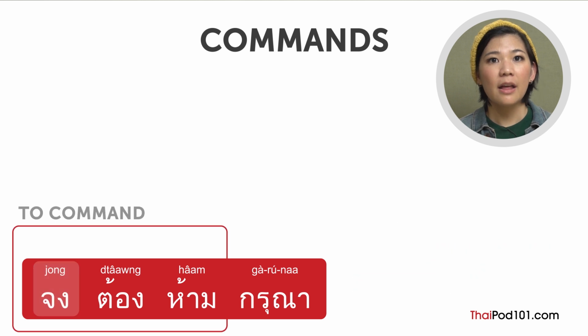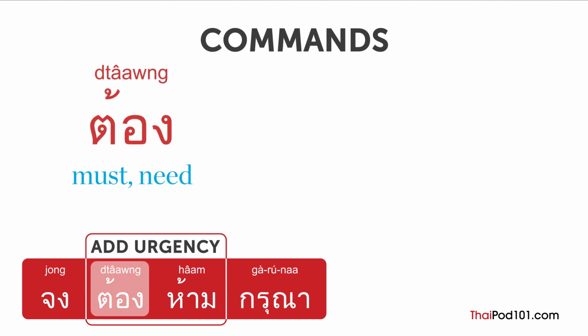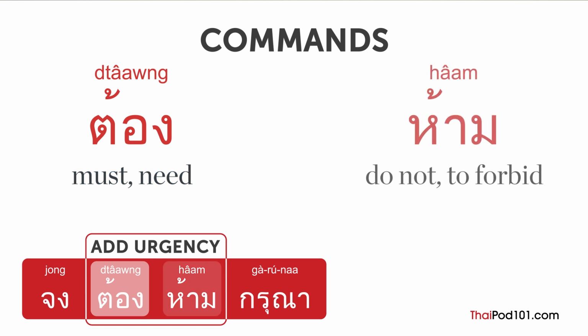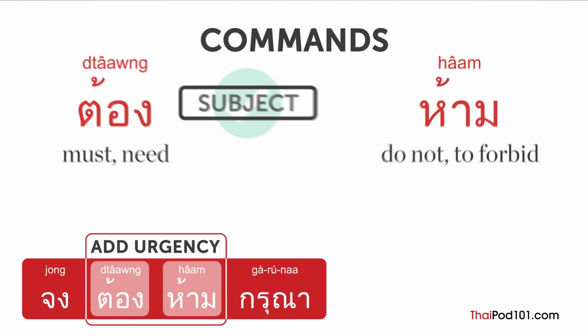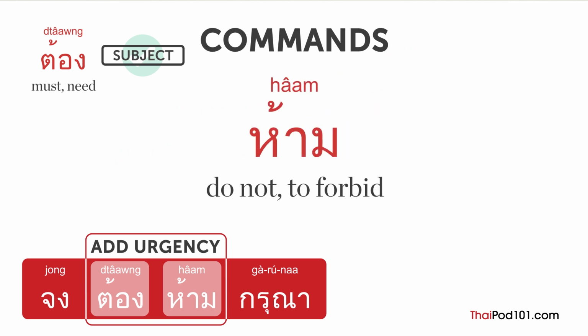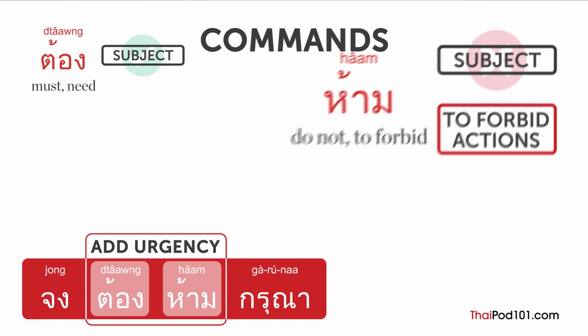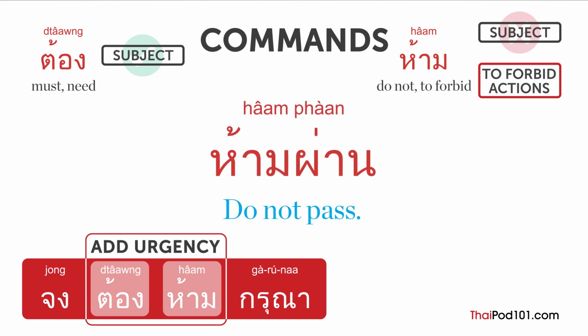When giving a command, there are other words which give some urgency to the command. Let's go over some. ต้อง must or need, or ห้าม do not or to forbid. One thing different about the usage of ต้อง is that it can be used with a subject noun. For example, เธอต้องไปโรงเรียน You must go to school. ห้าม on the other hand, must be used without a subject noun and when you forbid actions. For example, ห้ามผ่าน do not pass.